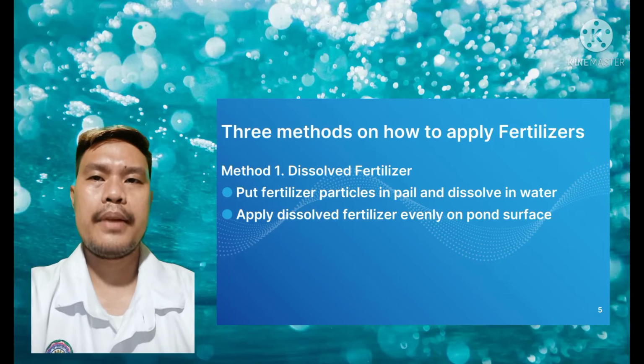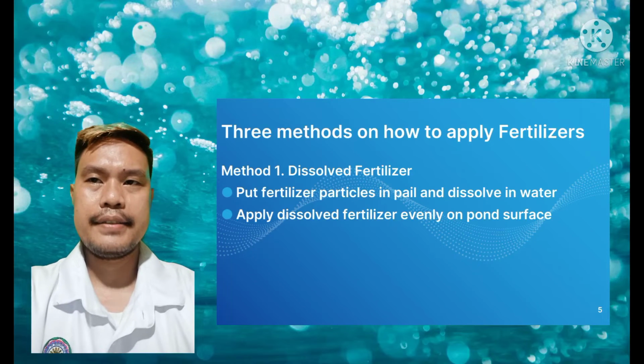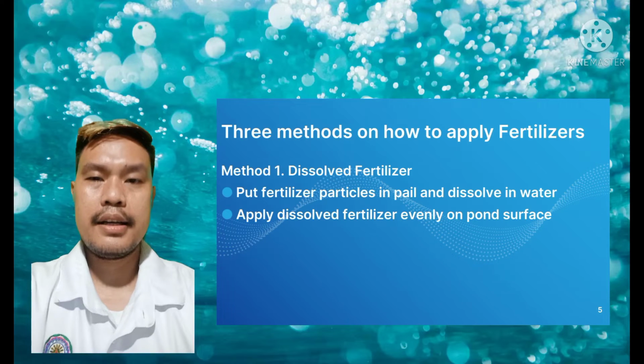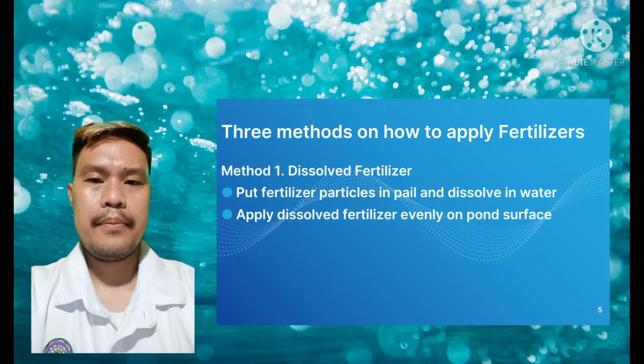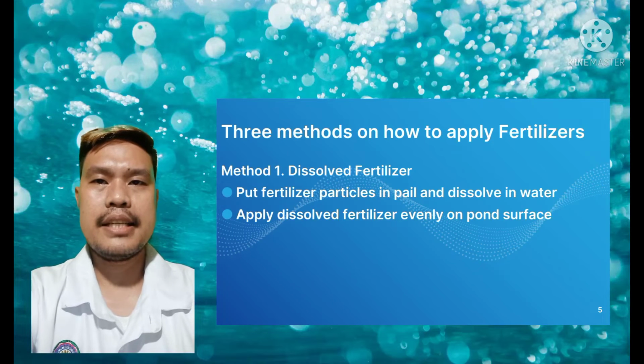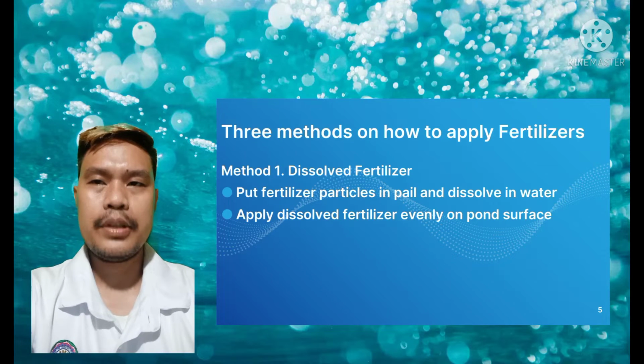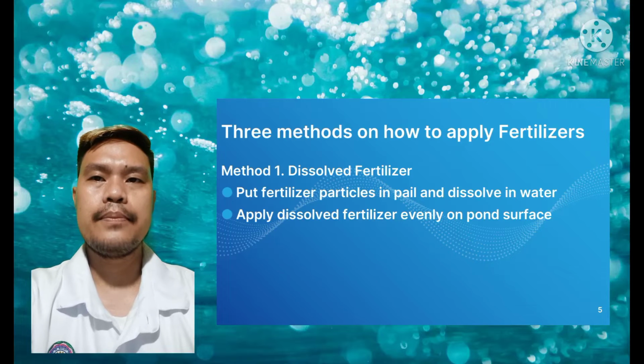Now I have here the three methods on how to apply fertilizer. Method 1. Dissolve fertilizer. Steps are: put fertilizer particles in a pail and dissolve with water. Apply the dissolved fertilizer evenly on the pond surface.